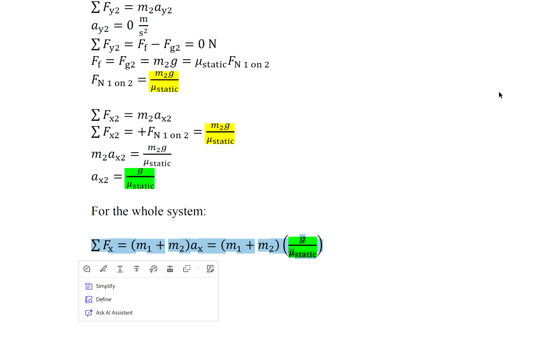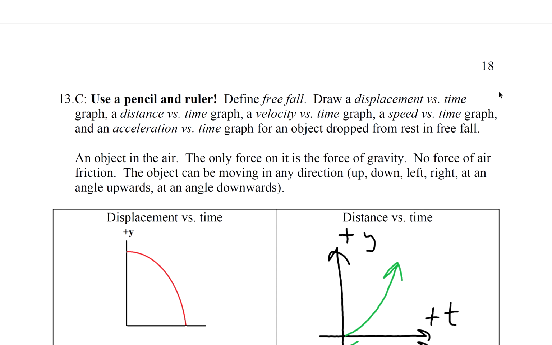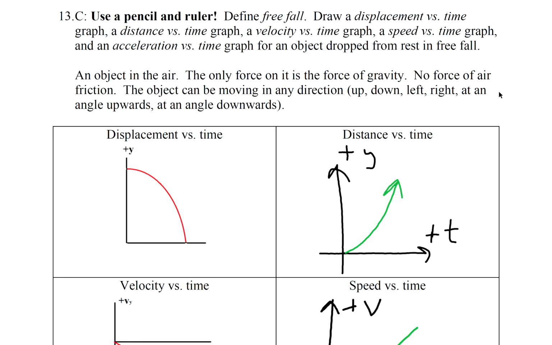Use a pencil and ruler. Define free fall. Draw a displacement versus time graph, a distance versus time graph, and a velocity versus time graph, a speed versus time graph, and an acceleration versus time graph for an object dropped from rest in free fall.